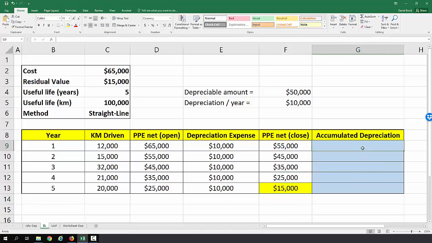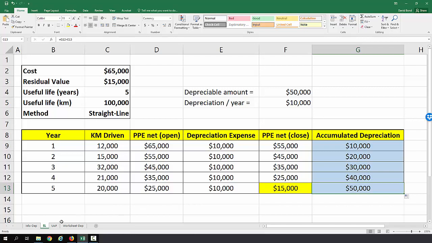Now, accumulated depreciation is a contra account which accumulates the depreciation expense. And we'll see the journal and the worksheet in just a few moments. So the accumulated depreciation after 1 year is obviously just the 10,000, but then it grows. So it accumulates all the depreciation expense for that asset. So it moves from 10,000 to 50,000 by the end of year 5.